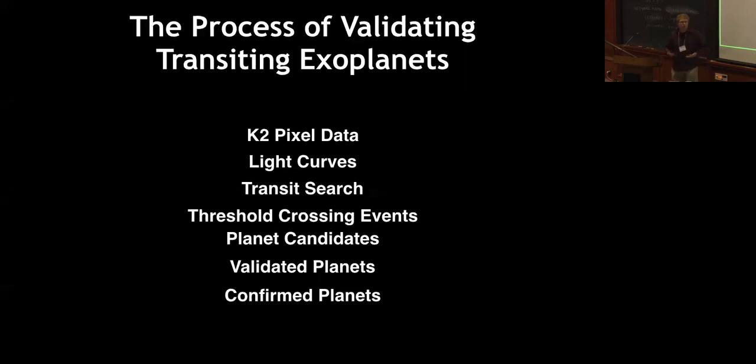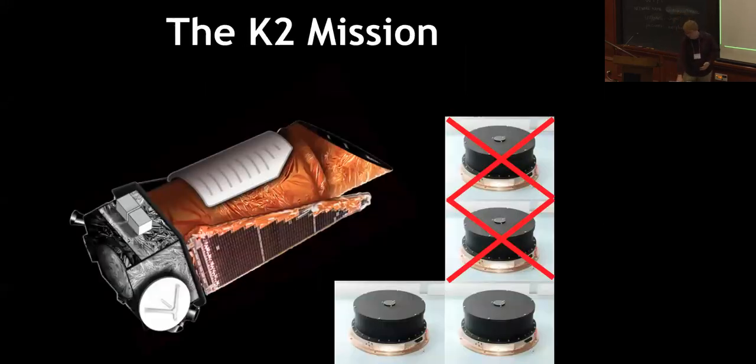So over the course of the next 25 minutes, I'm going to go through the process of going from pixels to validated or confirmed planets. There are a couple of milestones or steps along the way, and I'll go through each of these and explain what they all mean in turn. I'm mostly going to focus on data from the K2 mission. That's just an arbitrary choice on my part. I'm familiar with K2. I like K2 a lot.